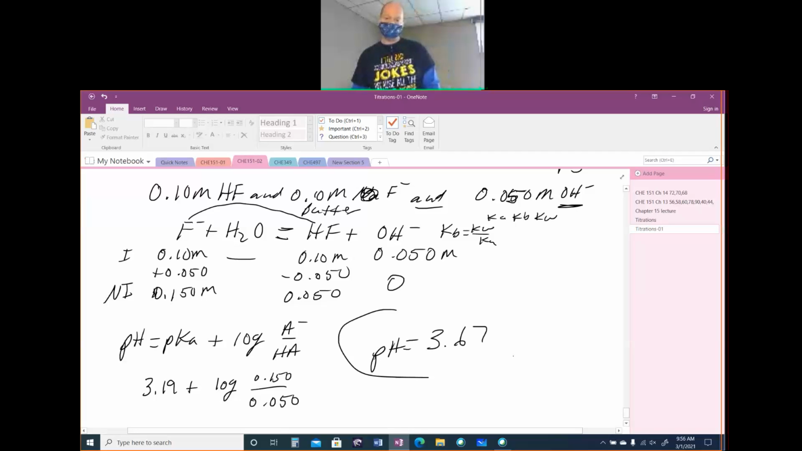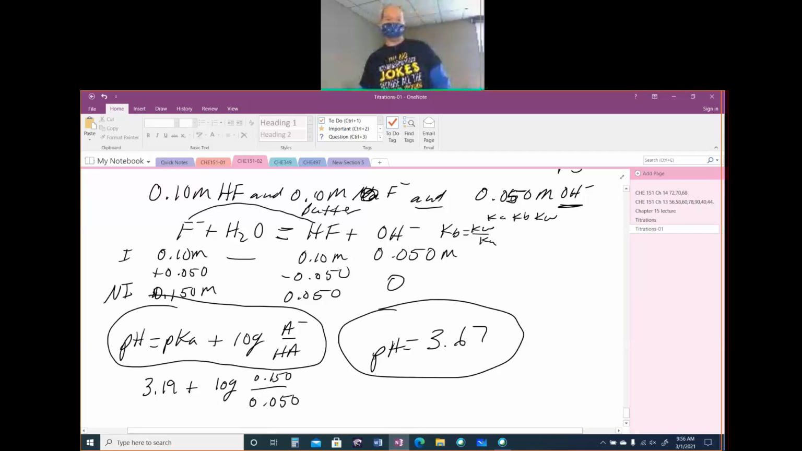So if you use the buffer system, the questions are much easier and faster to get to your answers. So I highly recommend practicing recognizing a buffer and using this equation. Again, if you do it the other way, you will get exactly the same answer. It'll just take you another 10 or 15 minutes. All right, we will pick up there tomorrow.